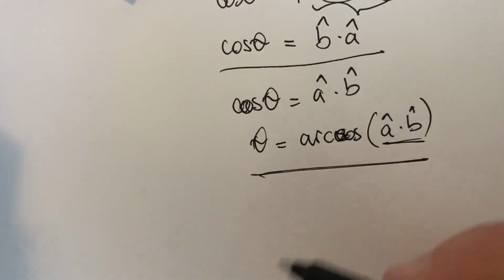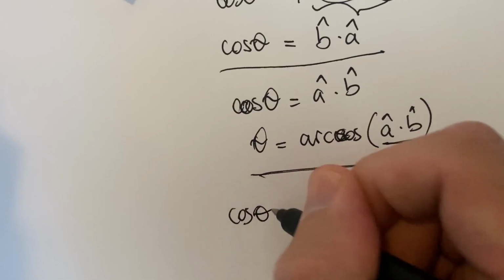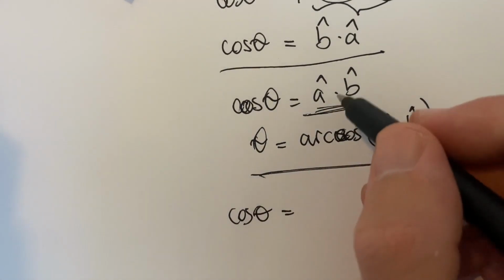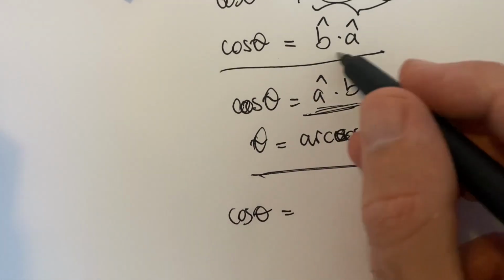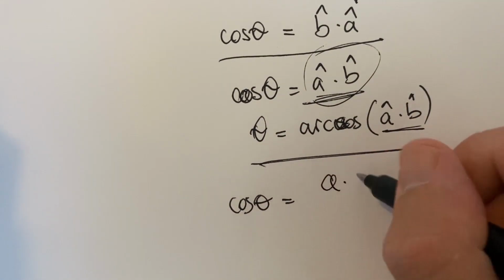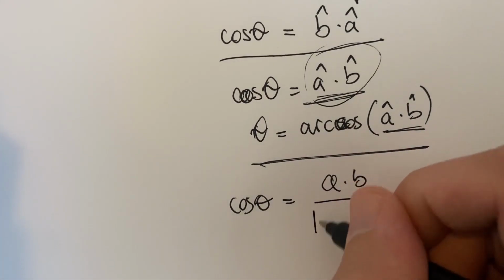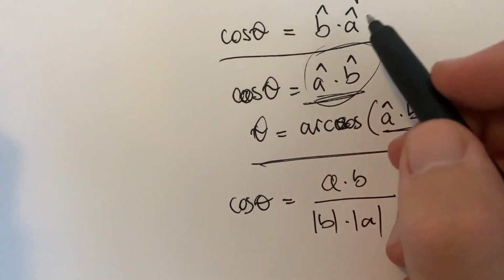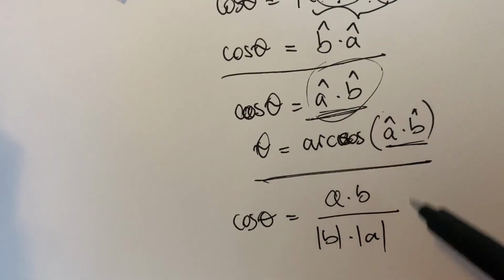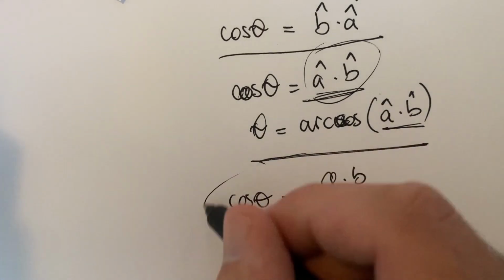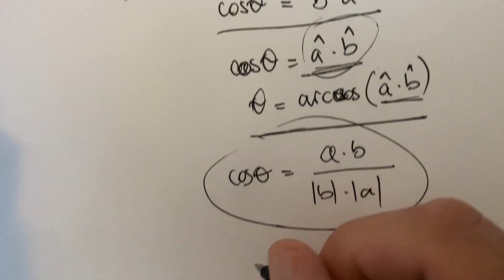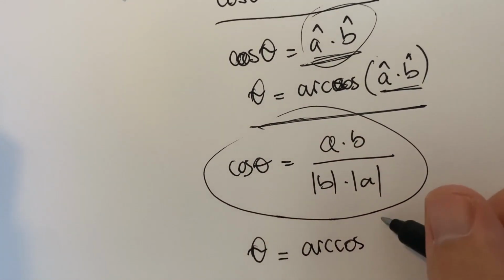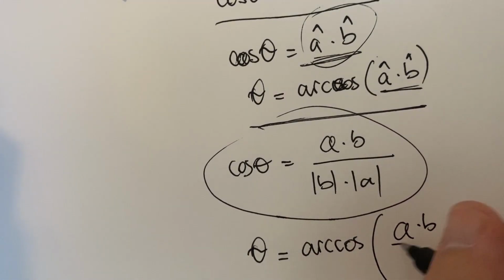But let's go one step back and write cosine theta equals, so we go back, we have this expression over here. We said that for these unit vectors, this expression is the same as saying a dot product b, and then you divide it by the length of b times the length of a. Pretty much the same thing. This is the expression you can use if you don't want to normalize the vectors. So you can write that the theta angle is arccosine of these.